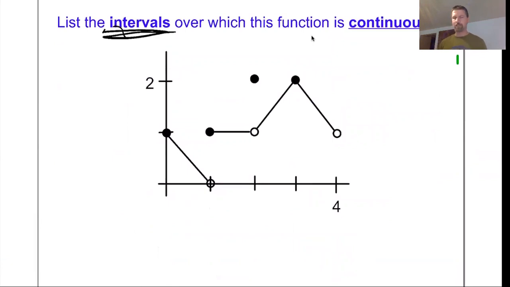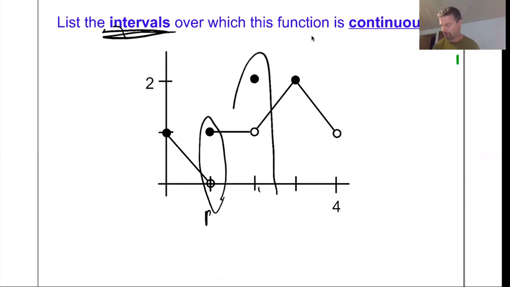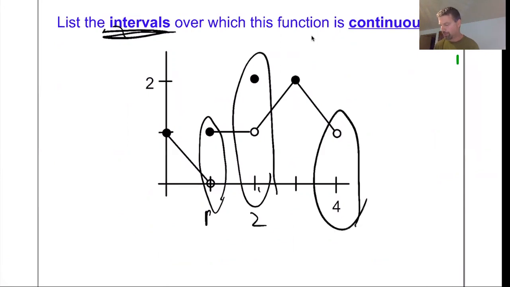Intervals over which a function is continuous. That just means if you can look at a function, what intervals is it continuous over? We've already found where it's not continuous. We're not continuous here at 1. We said that was a jump discontinuity. We're not continuous here at 2. That is also a jump discontinuity. We're not continuous here at 4. That's where we're not continuous, which means we're continuous everywhere else.